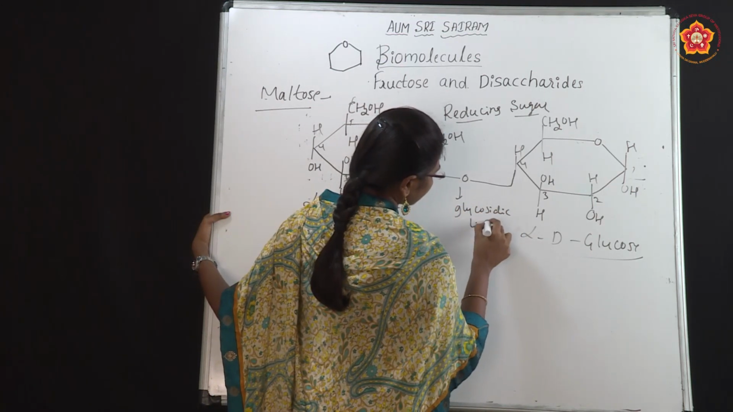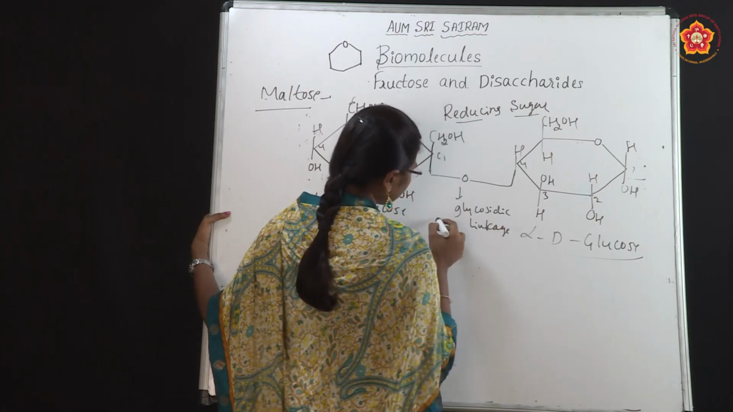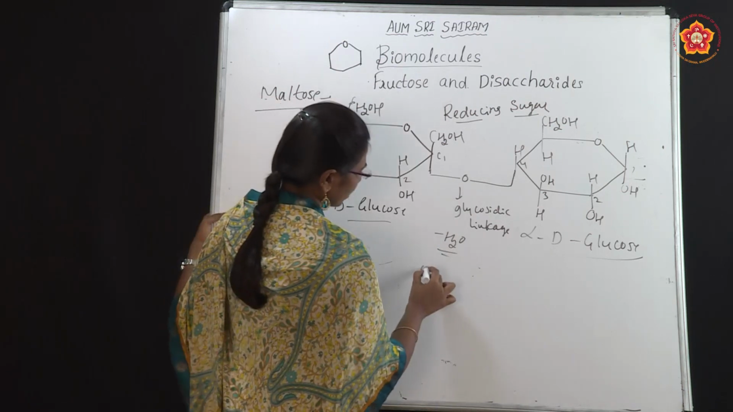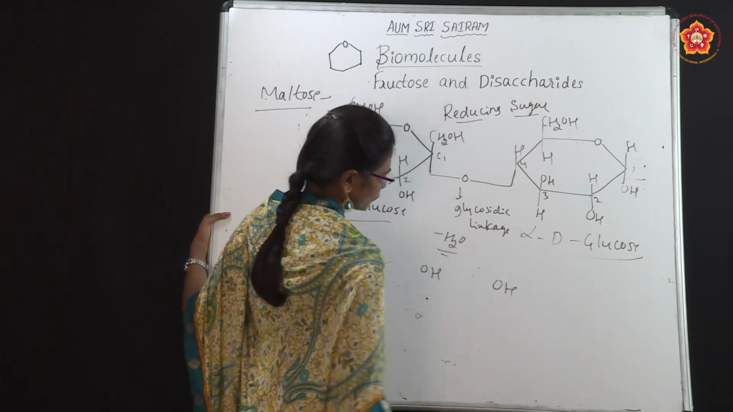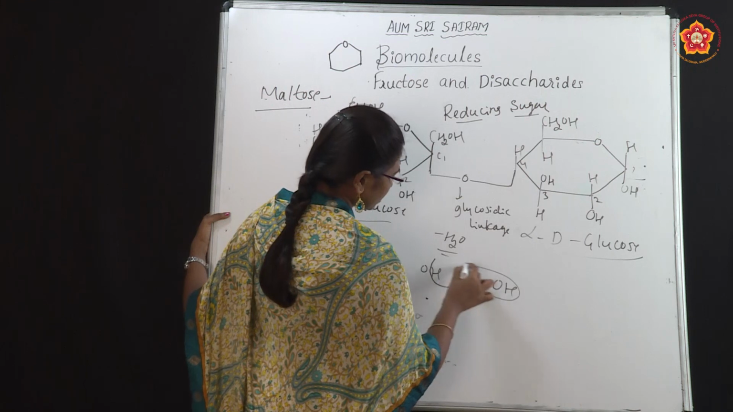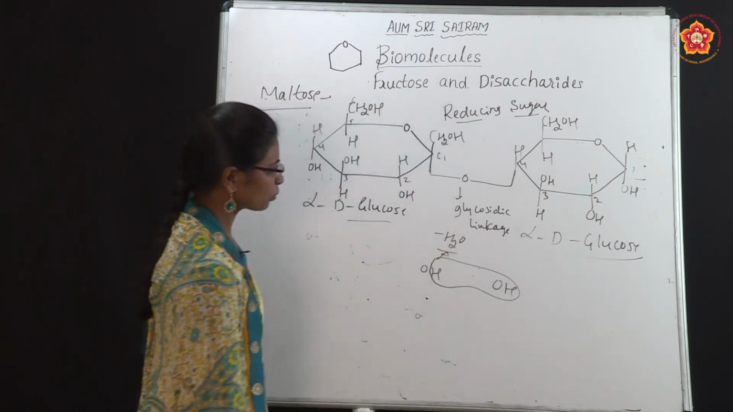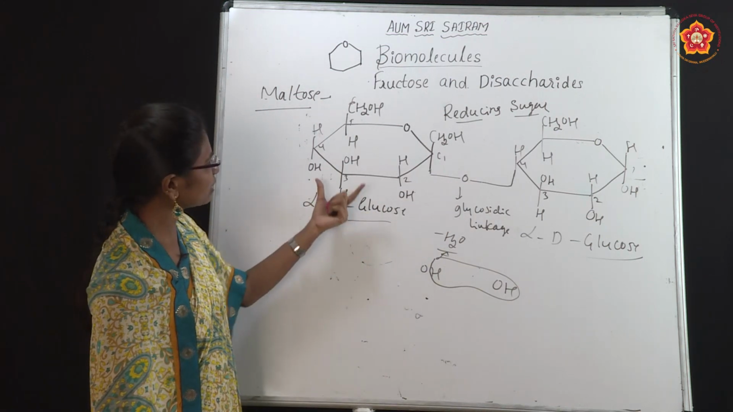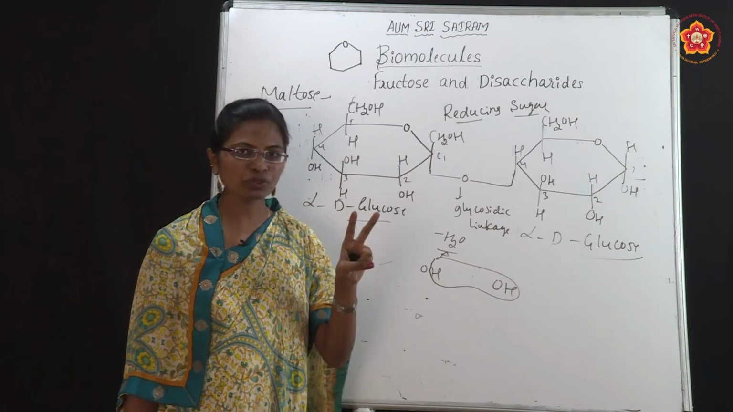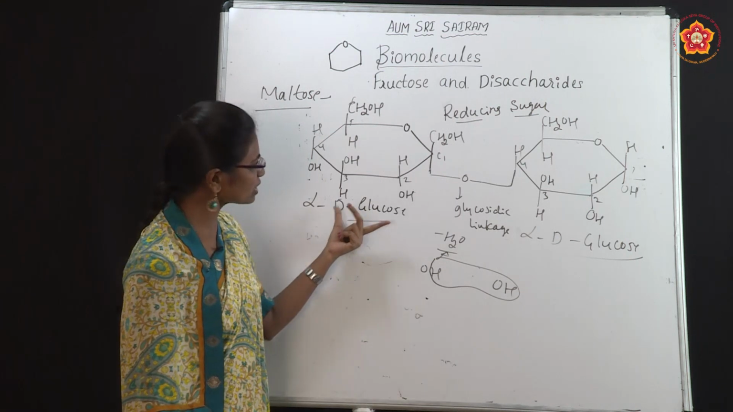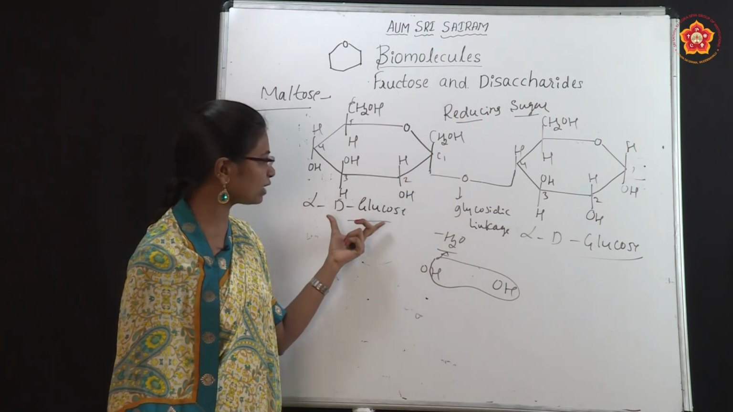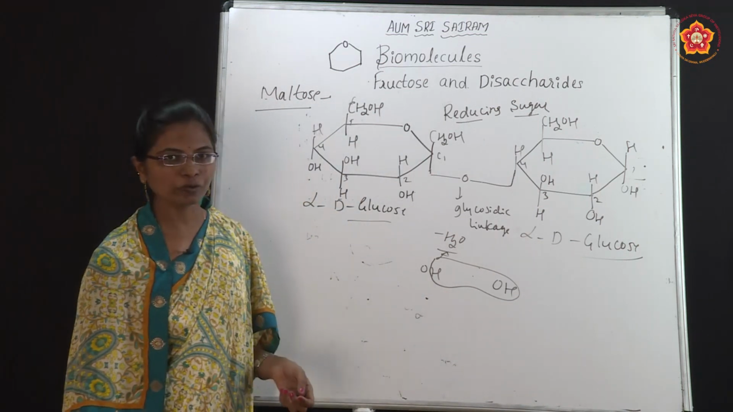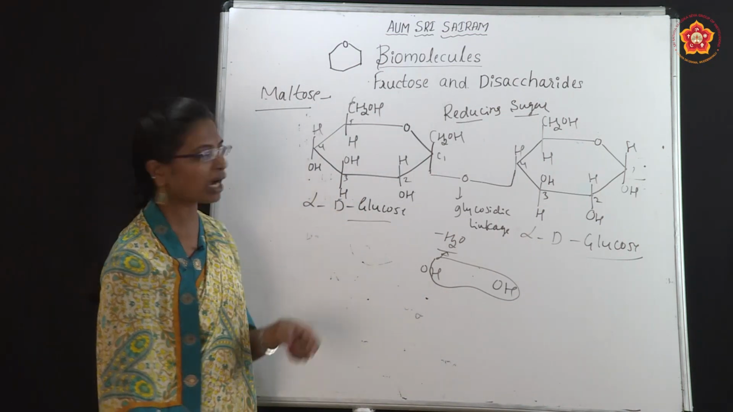This is called glycosidic linkage, and here the elimination of water molecule takes place because here there was one OH group and here one more OH group. So this is eliminated as a water molecule and the oxygen remains as it is. So to see the structure you have to take 2 monosaccharides, that is alpha D glucose, linked by C1 of the one alpha D glucose and C4 of the another alpha D glucose. This is the structure of maltose.